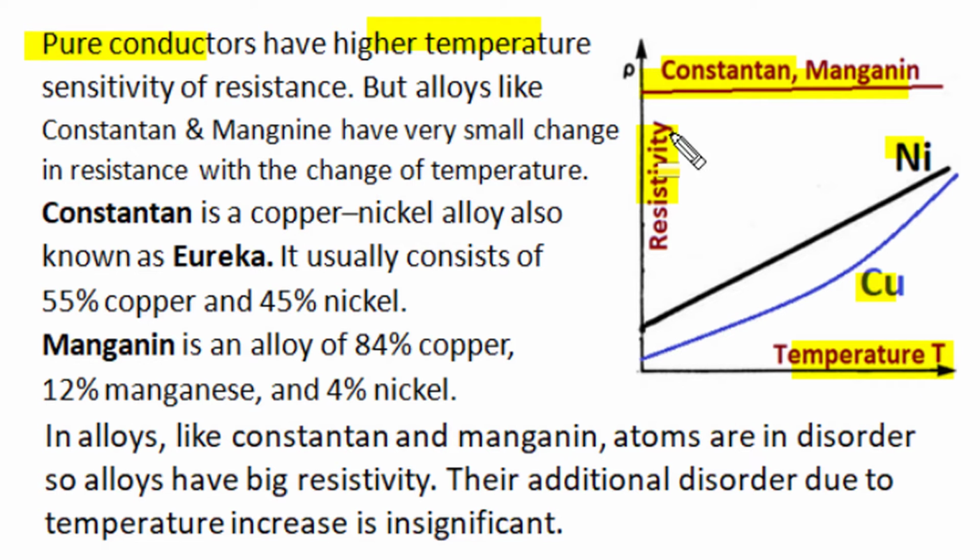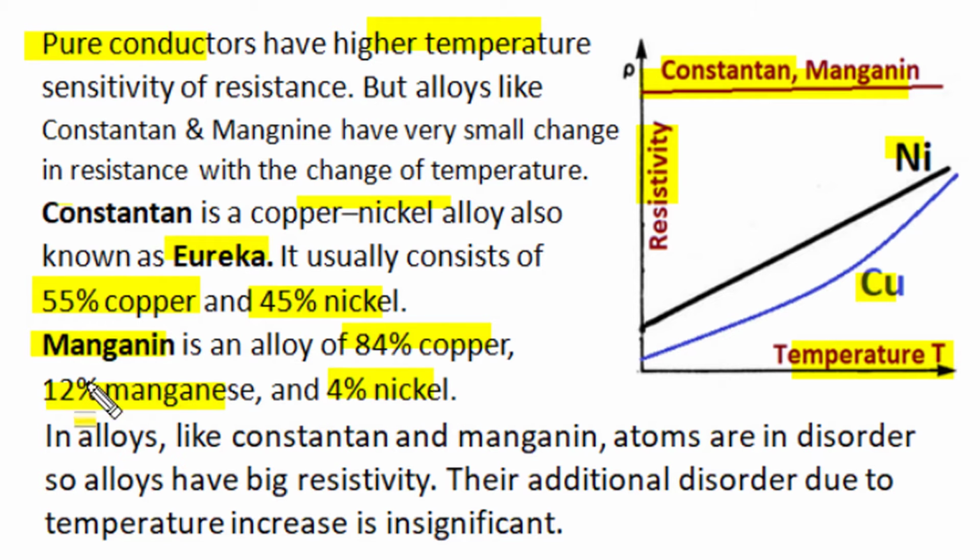Whereas some alloys such as constantan and manganin have a very small change in resistance when temperature is changed. Now constantan is a copper nickel alloy with copper 55 to 60% and nickel 45% or 40%, and it is also known as Eureka. Its name constantan represents that its resistivity or resistance remains constant with respect to change of temperature. But constantan with copper has a thermo EMF problem. So a better, improved alloy material is manganin, and in manganin we use 84% copper, 12% manganese and a little amount of 4% nickel.